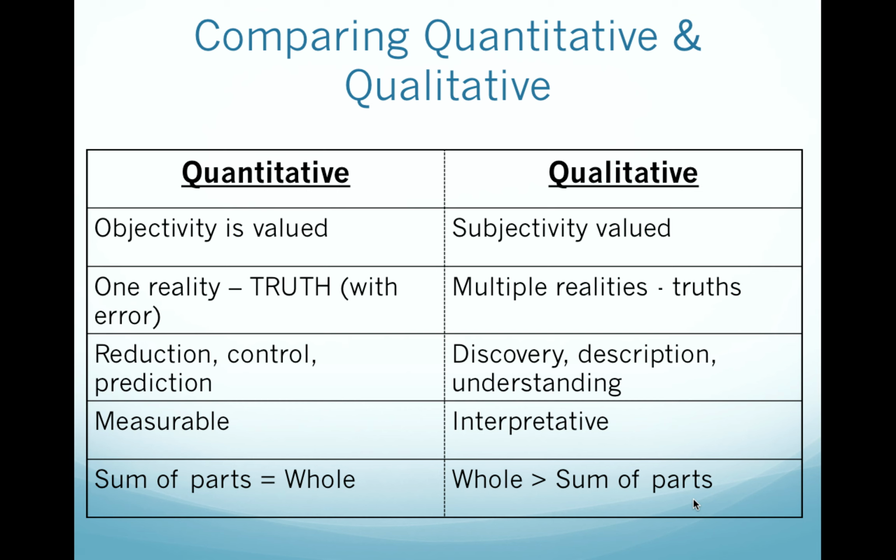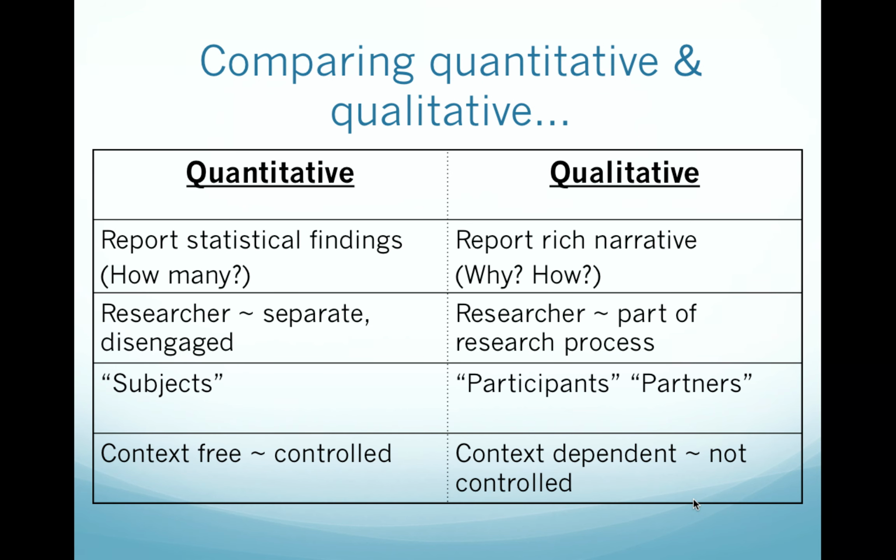In quantitative research, things are measurable. And in qualitative, we talk about it as interpretive. You're interpreting what other people are saying. In quantitative research, the sum of the parts are made into a whole. Whereas in qualitative research, the whole is greater than the sum of the parts. And that's because you're embracing the external context. Further, in quantitative research, reports include statistical findings, the how many, right? Whereas in qualitative research, the report is rich narrative. Why and how and by whom and under what circumstances.